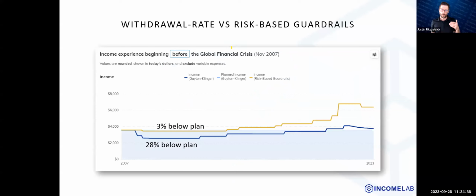So what does that look like if we test it in the same periods? This we call risk-based guardrails, and it is the approach to guardrails in the Income Lab software. And so although the Guyton-Klinger test is not available in our software, the risk-based tests are. So if we start this same plan, which is a crude plan with withdrawals only, nothing fancy, it does see a reduction in the global financial crisis, but at most it's 3% below plan versus 28% below plan.